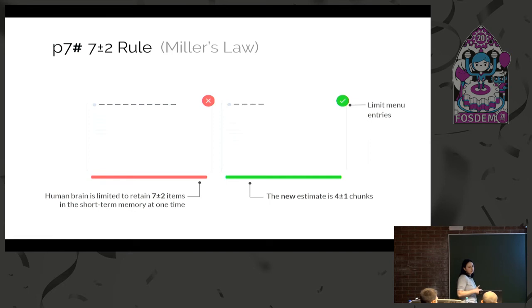And a similar rule to this is the 7 ± 2 rule. A century ago, Miller did some experiments.